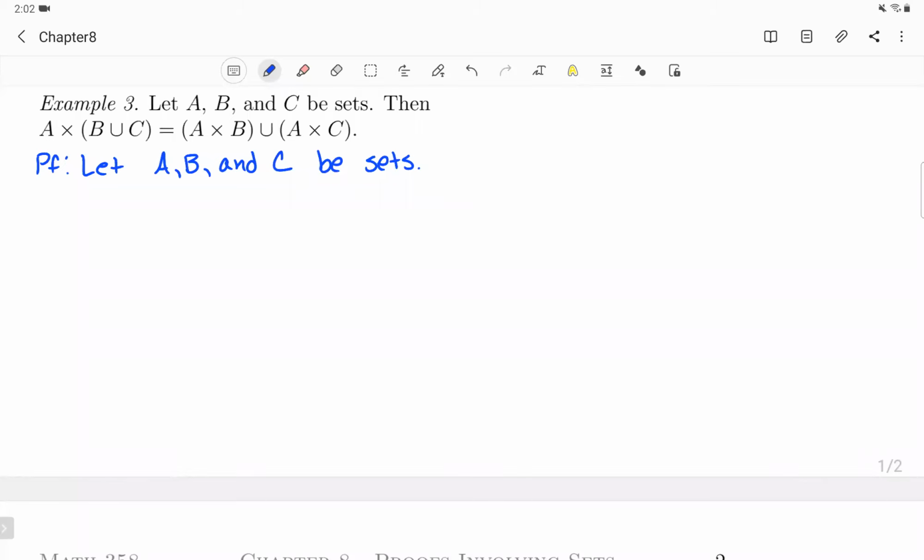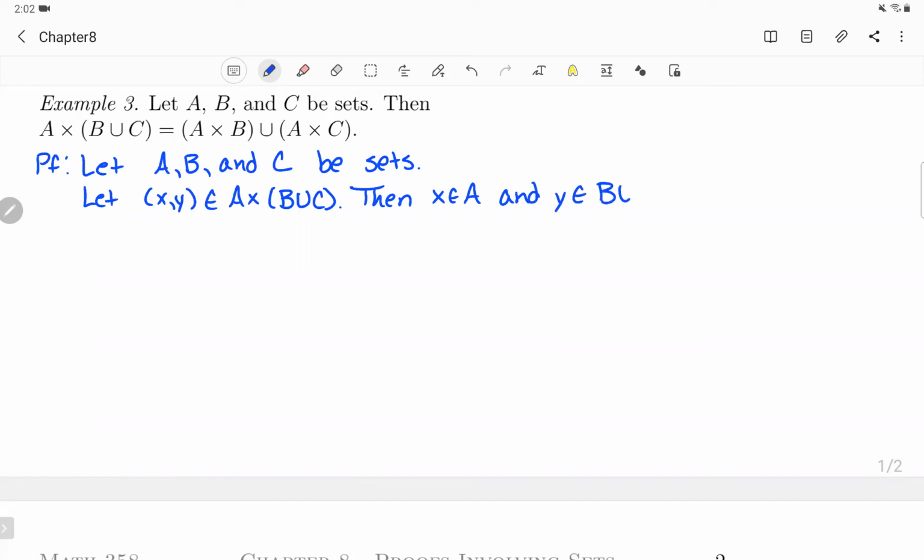So I have a Cartesian product. What do the elements of Cartesian products look like? Ordered pairs. So we're going to let (x, y) be an element of A × (B ∪ C). But by definition of Cartesian product, that means x is in A and y is in B ∪ C. That's how Cartesian products work.